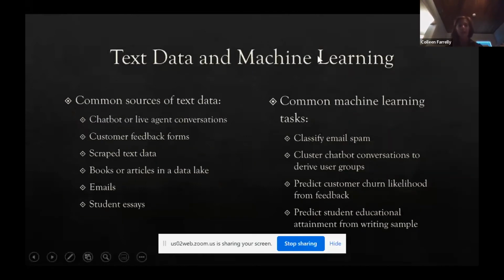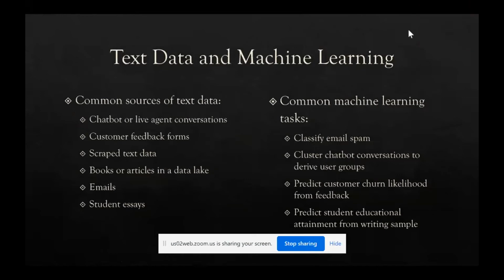So there's a lot of text data out there. There are chatbots and live agents for a lot of websites collecting data. We can also get text data from customer feedback forms on products or issues that they're having. There are a lot of web scrapers out there to scrape text data from different sources. So being able to crawl different websites can give text data.